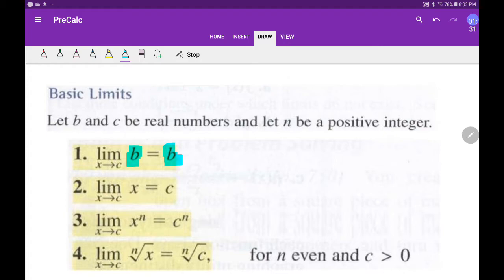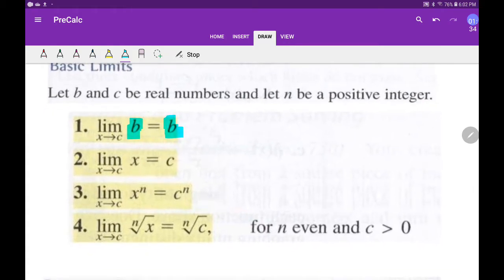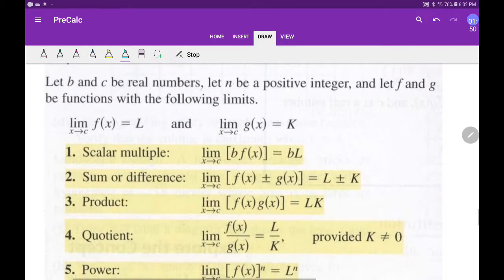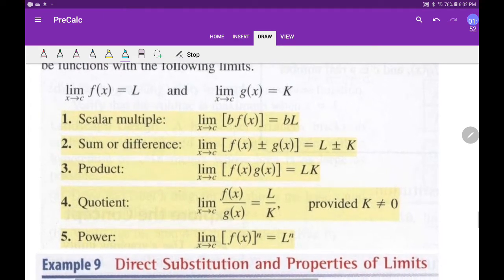And then here we go. For 2, 3, and 4, we're just saying it's the same thing. As x approaches c, then guess what the limit is? It's c. And as x approaches c, it's going to be, instead of x, it's going to be c, but it's the same thing. So we're just plugging it in. That's all we're doing. The properties of limits, they are the things that you would guess that they are. They're the things that you would want to be the case.